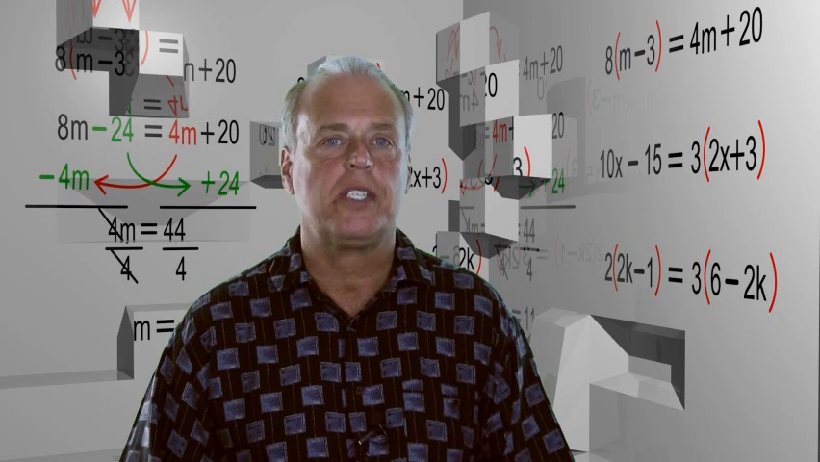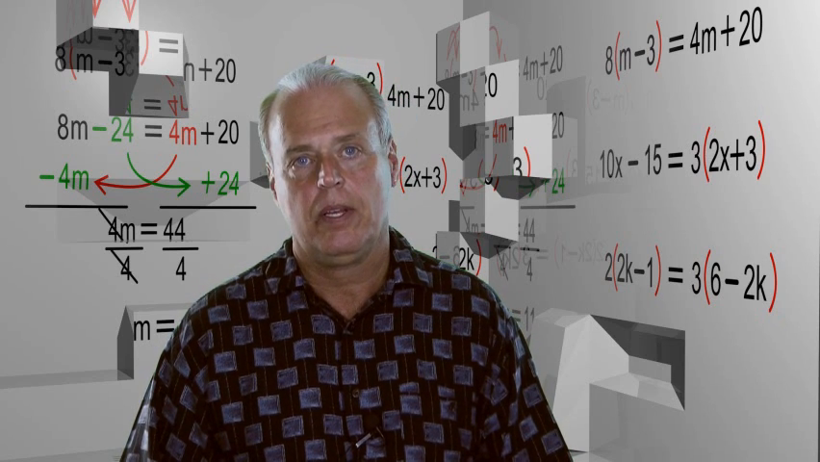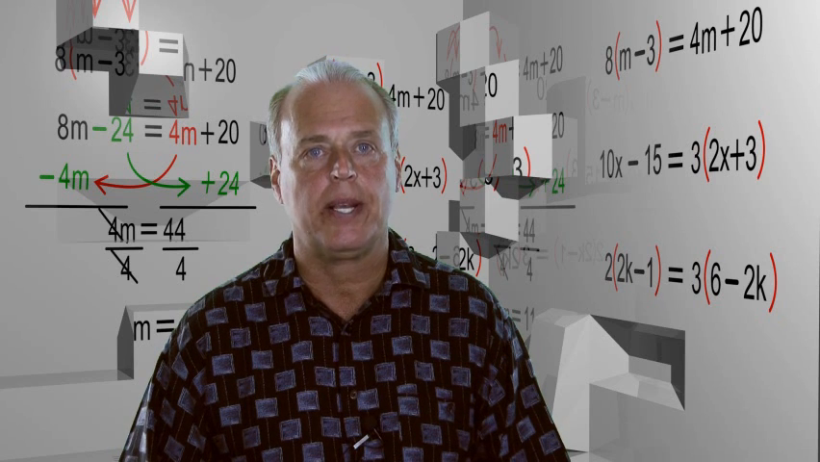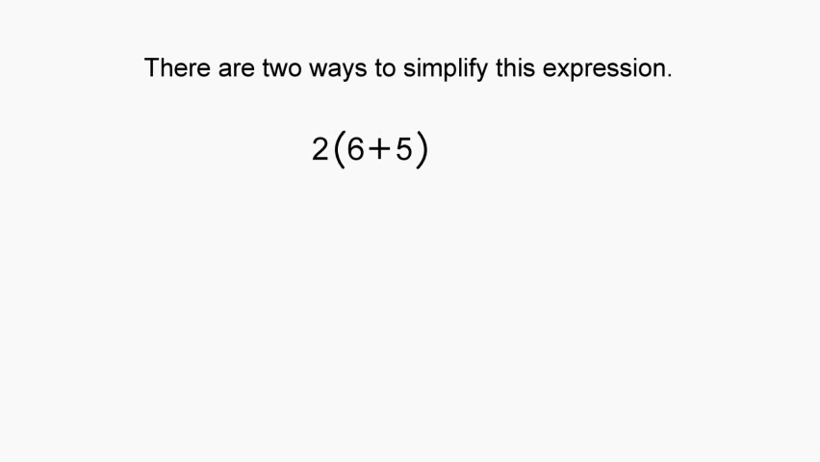Now let's look at equations that have parentheses in them. First, we have to know how to simplify them and rewrite them before we can solve equations that contain them. Here's an expression that contains parentheses. First of all, let me read it. It's read as 2 times the quantity 6 plus 5. You can simplify this two different ways.